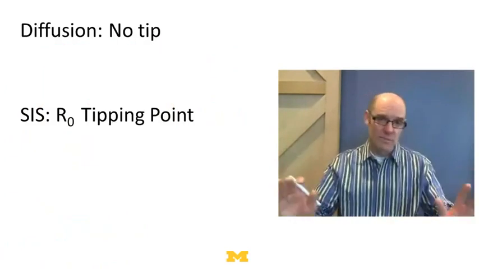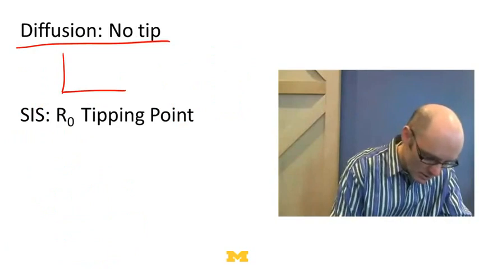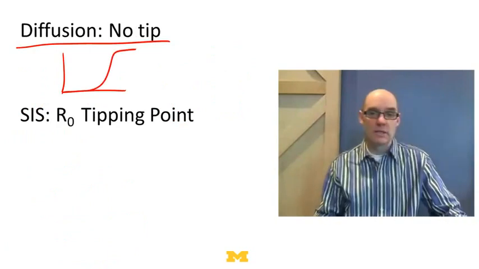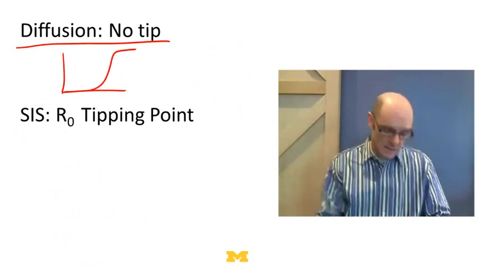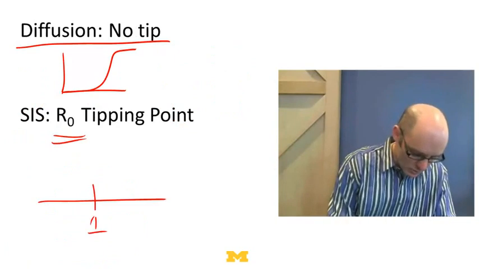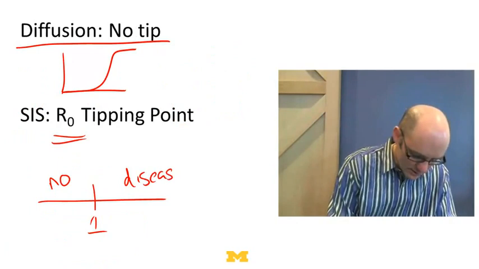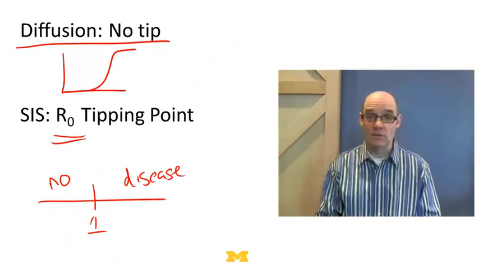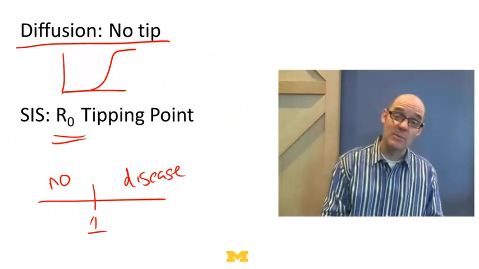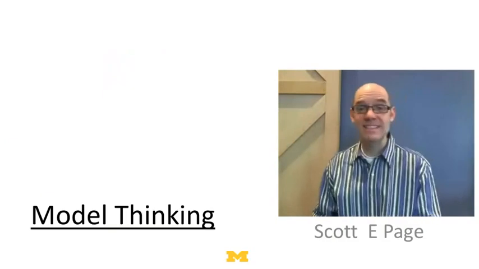So step back a second. In the diffusion model, where we got that nice S-shaped curve, there's no tipping point. In the SIS model, there's this R0, which is the tipping point. So there's this value 1. There's no disease if R0 is less than 1, and there's a disease if R0 is bigger than 1. What you can do by vaccinating people is, in effect, reduce R0. So that's the SIS model.